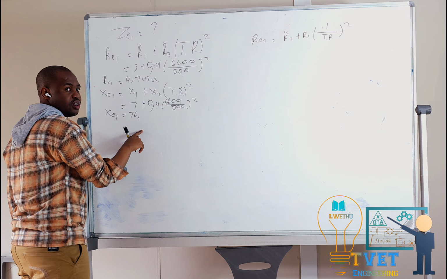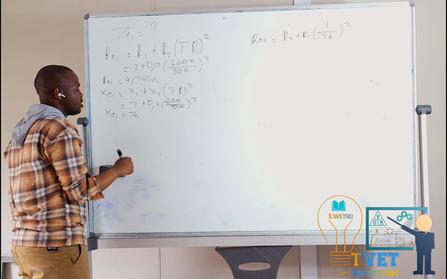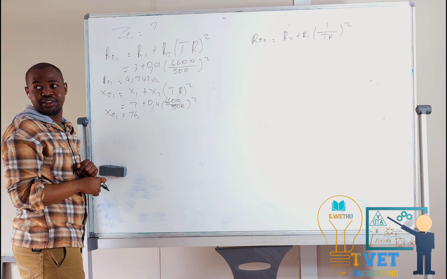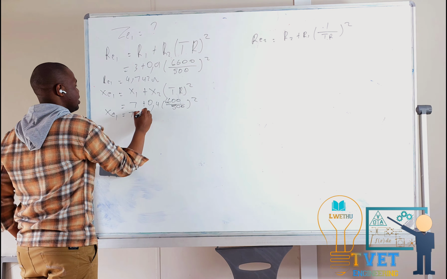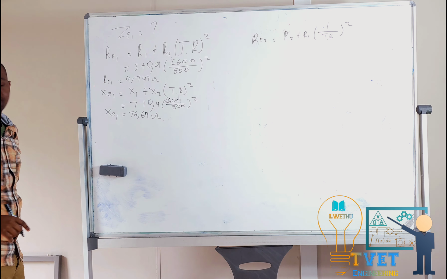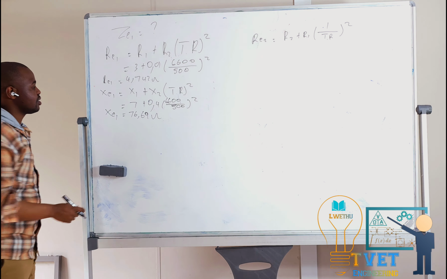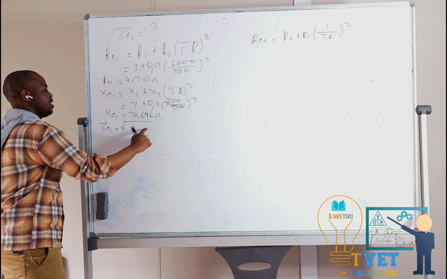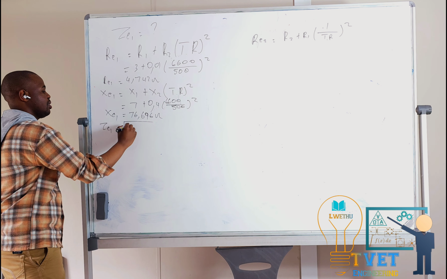What is the equivalent? 76,696 ohms. That is the equivalent reactance. Now I can calculate the equivalent impedance. There are two formulas, and one of them is the Pythagoras theorem.